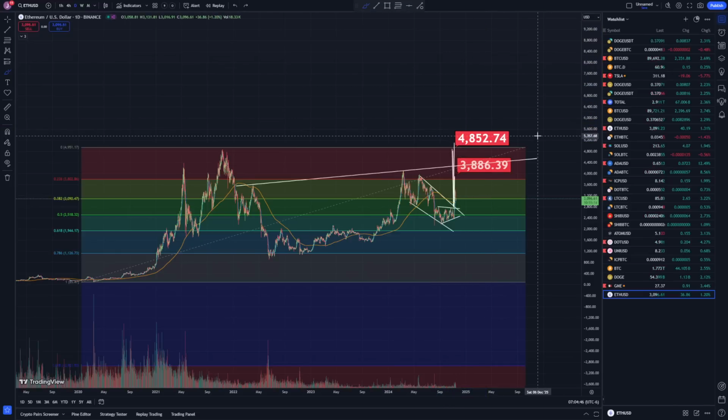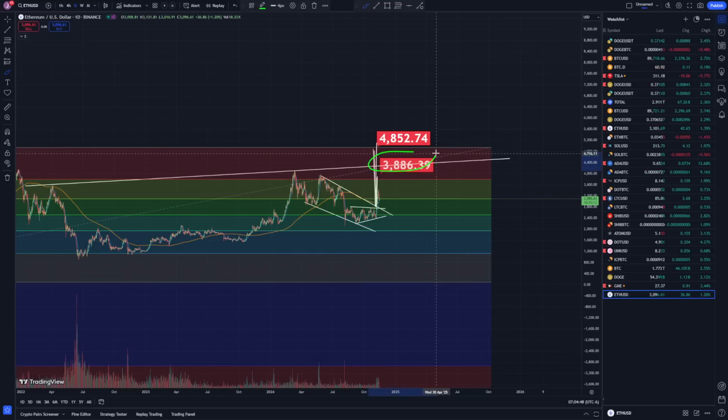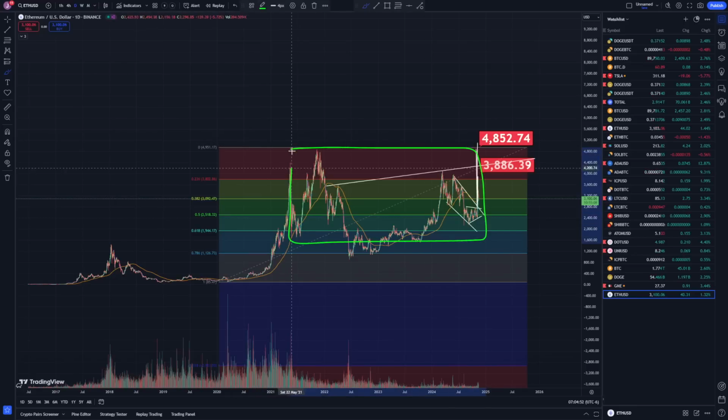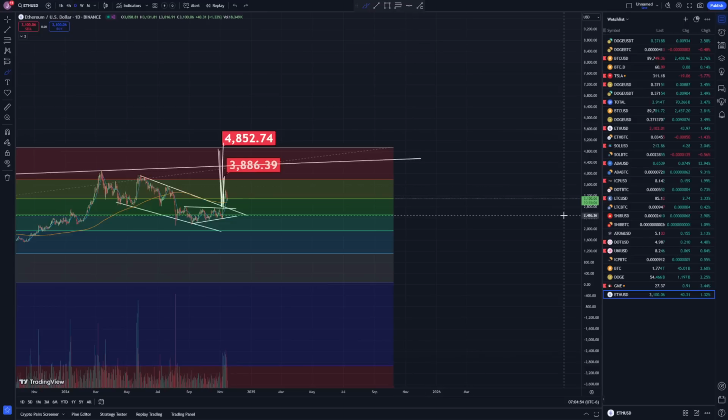But let's hold our horses. Let's see if we can tackle these targets first. Let's see if we could break out of the Fibonacci retracement box in general. So yeah, that was Ethereum. Let's go back to Dogecoin real quick.